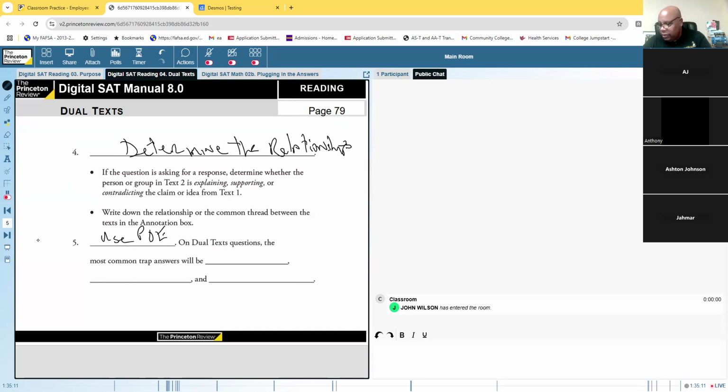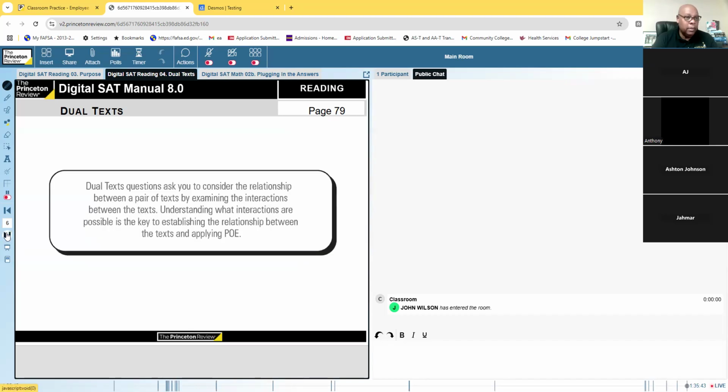On dual text questions, here are the most common tricks. Opposite, like they'll be agreeing and somehow you think they disagree, right? It could be something not even covered in the text, beyond the text. It's not even there, and they're talking about it. And then half right, which we know half wrong is all wrong. But something that's half right is wrong on the SAT. Okay, let's continue. All right, let's have a reading of that box.